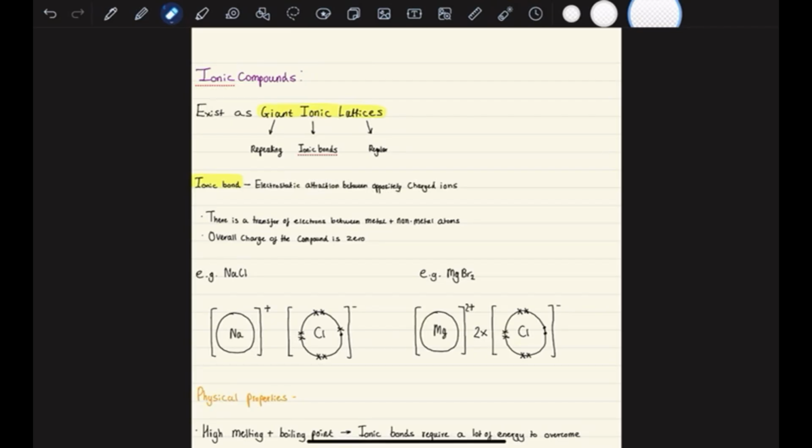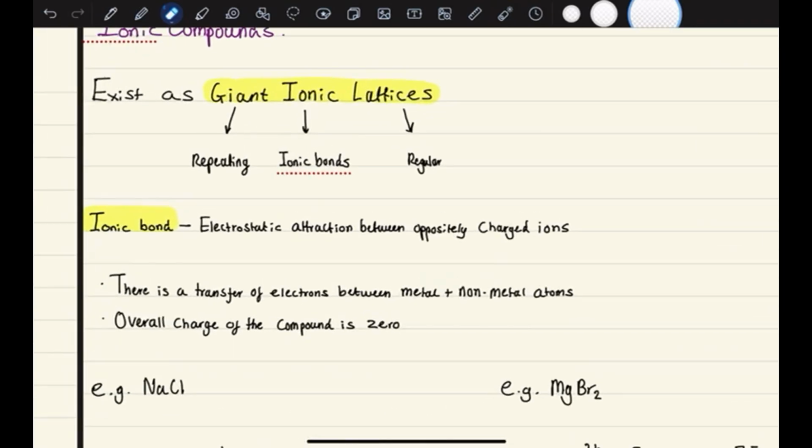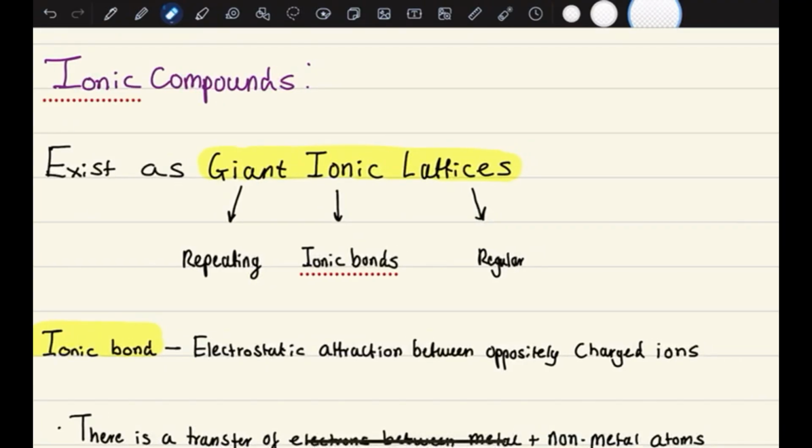When we're talking about an ionic compound, every single time it's going to exist as a giant ionic lattice. I like to break down the words to understand what giant ionic lattice means. Giant: repeating. Ionic: bonds. Lattice: regular structure. That's literally what you need to know about that definition. So it is a repeating regular structure containing ionic bonds.